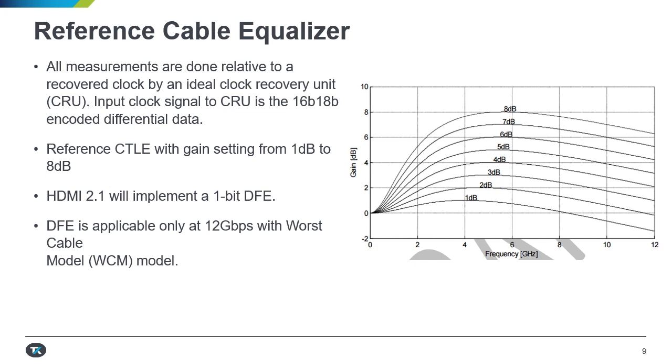Cat3 cable test should be performed with 12G signal by varying CTLE gains from 1 dB to 8 dB. For 3 to 8 dB, 25 mV DFE should be applied. Two channel models are used, one worst case model and one short cable model. This is as per the CTS, and eye will be rendered for each channel model. The DFE is applicable only at 12 Gbps with worst cable model.